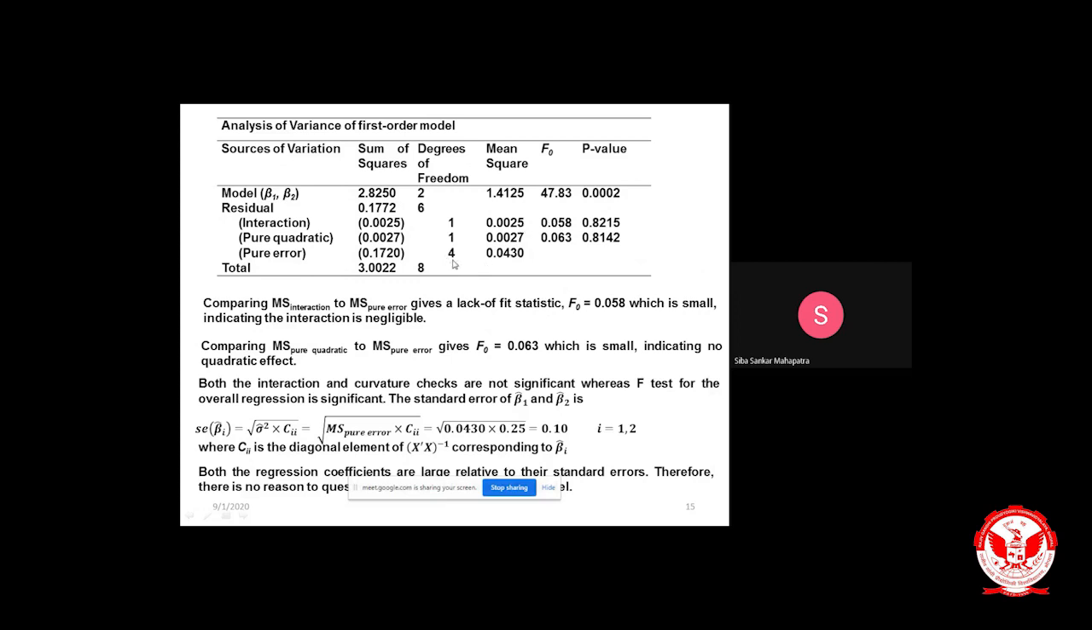That is the number of center points minus 1. There are 5 center points, so 5 minus 1 is 4. Then we calculate the mean square. Mean square is nothing but the sum of squares divided by the degrees of freedom. So 2.8250 divided by 2 is 1.4125.